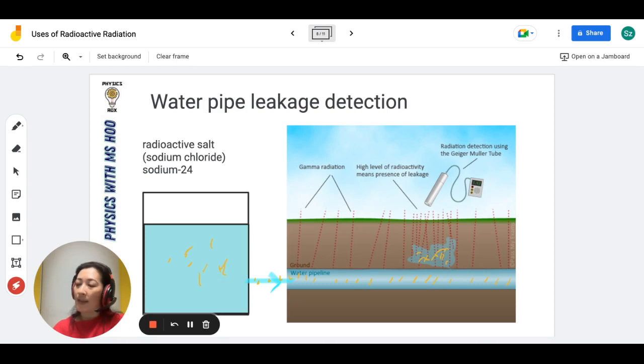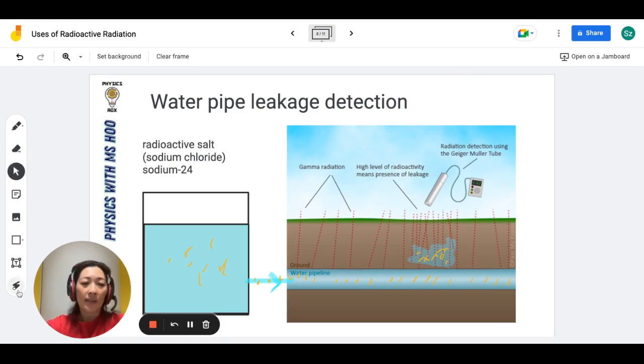But where the water has gathered, that's where the radioactive salt is also concentrated. That's where you'll get a higher reading because there's more of the salt there. So if you find the area where the highest reading is, that's where the water pipe leakage is likely to be. That's how we detect the water pipe leakage.